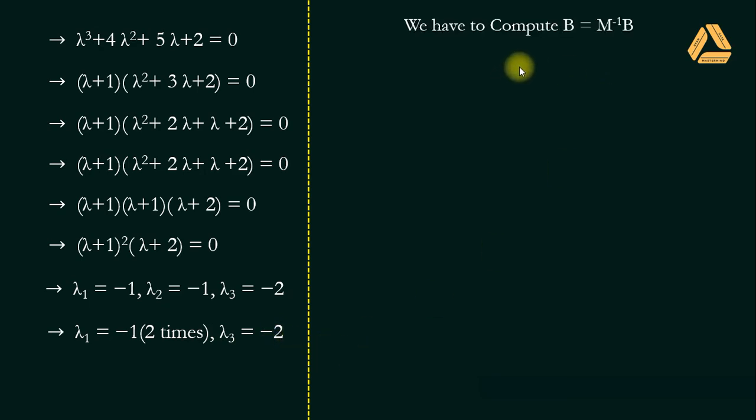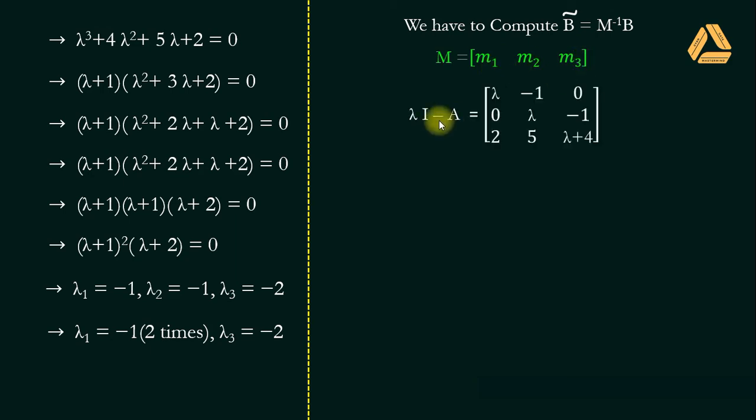Now we have to compute the B matrix, which is given by M inverse B. So before we compute B, we need the M matrix, right? For constructing the model matrix M, you have to follow these steps. M is given by M1, M2, M3, where M1 is a vector, M2 is another vector and M3 is another vector. Since N is 3, the dimension of the A matrix is 3, right? So M1, M2, M3. Just consider lambda I minus 1 as this one. Just substitute this one, and you will get the model vector.